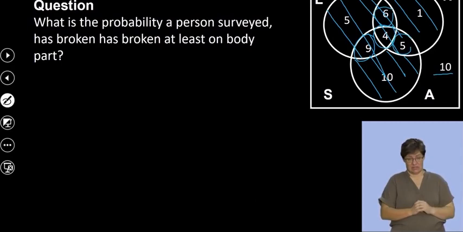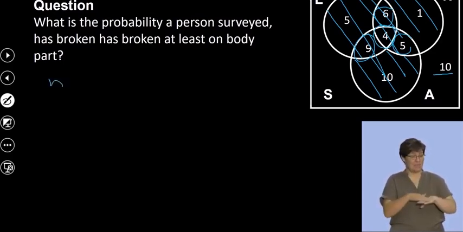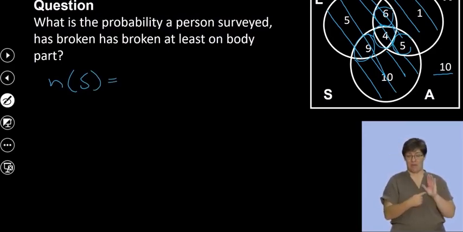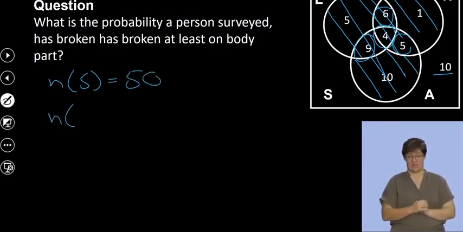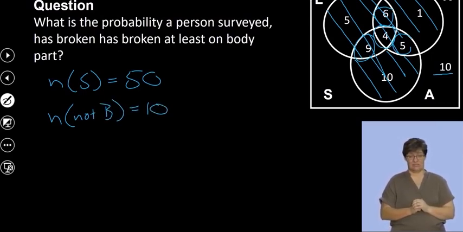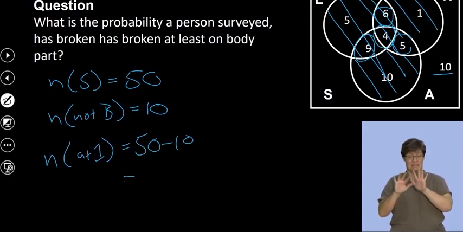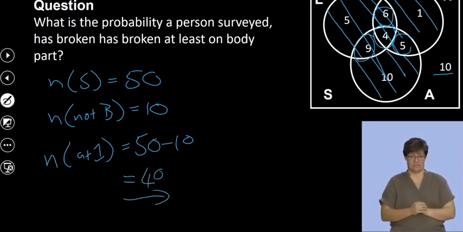So the ones that broke at least one is the complement of the intersection in that sense. What we're going to say is that those that have broken at least one is going to be the total number in the sample space, which was 50, minus the number that did not break any, which was 10. So the ones left behind for at least one is going to be equal to 50 minus 10, which gives you 40, which is that whole space represented by the Venn diagram.